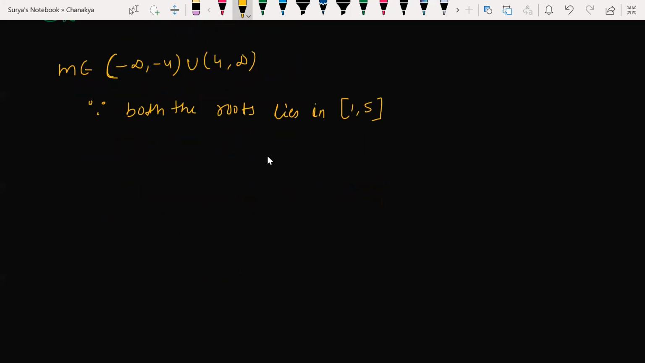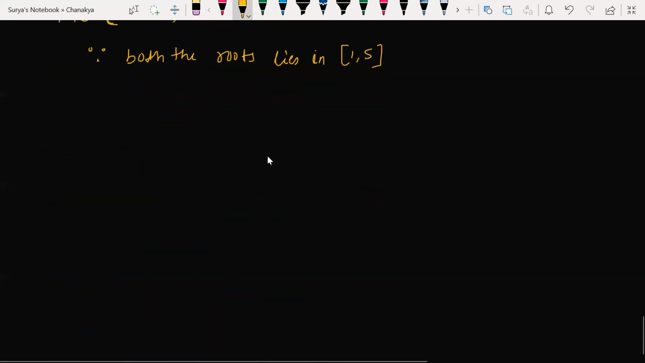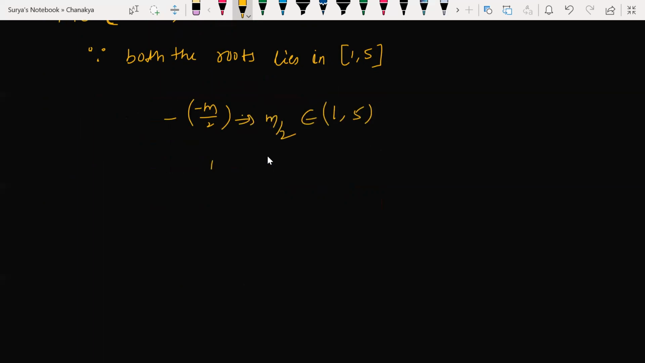So now look at this here. m by 2 is equal to minus b by a, the midpoint of the roots. So m by 2 belongs to 1 comma 5, that is what is given. So m belongs to what now? 2 into 1 is 2, 2 into 5 is 10. m belongs to 2 to 10. Correct?